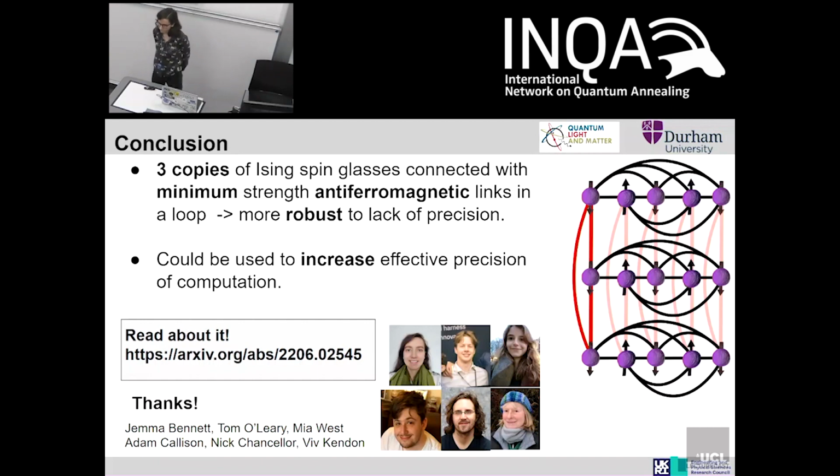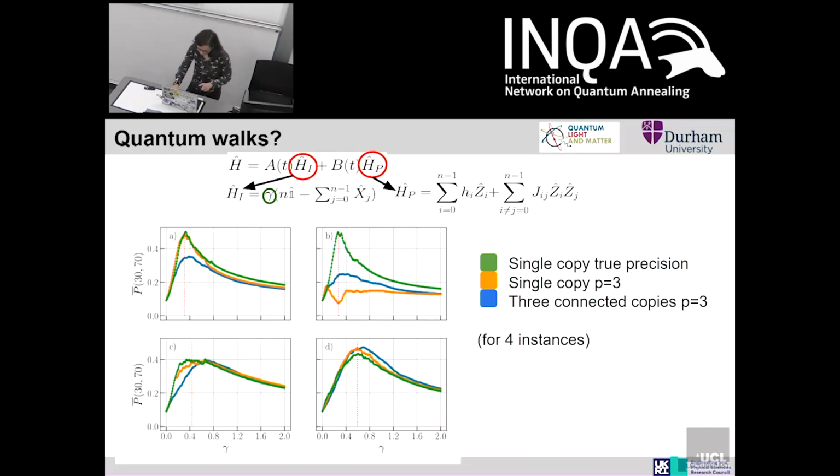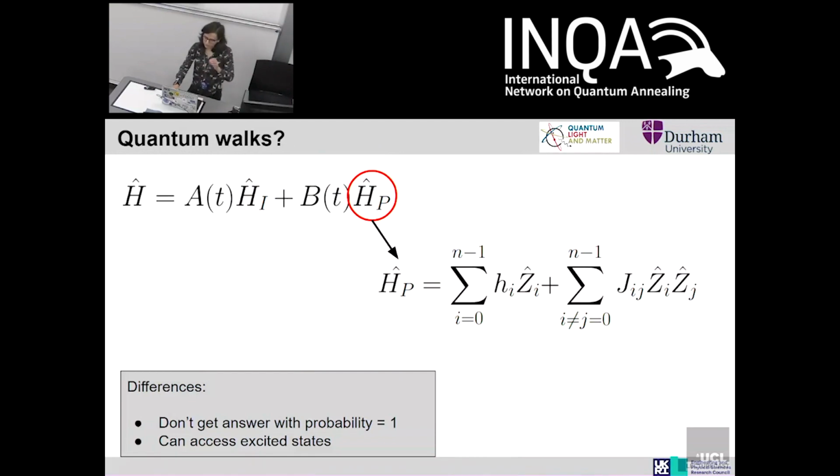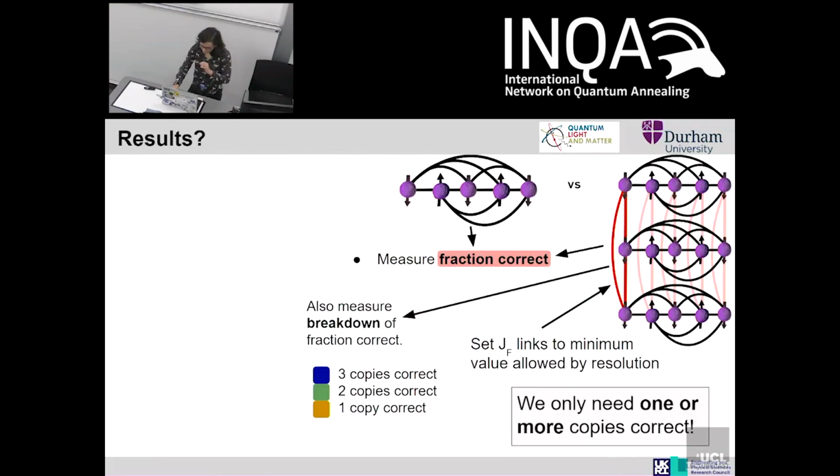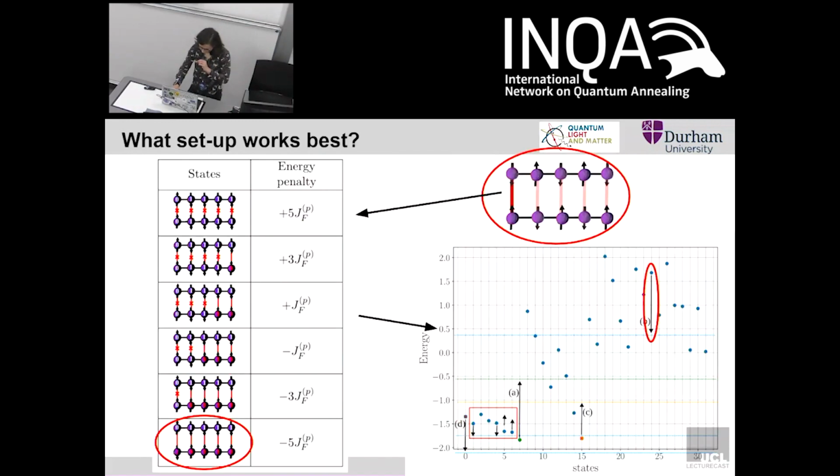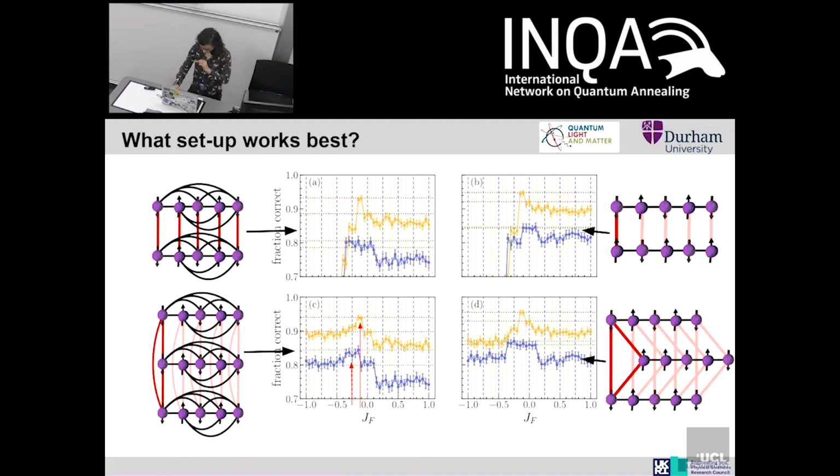Do you know how robust your system is to a lack of precision in JF? At the moment, JF was subjected to precision, but only the same precision as the rest of the copies. Which makes sense, because you're setting it at the minimum precision that's available.